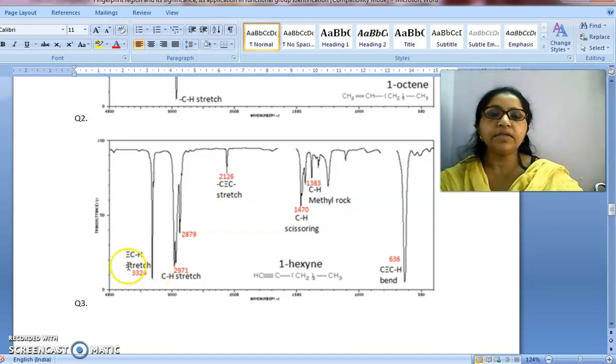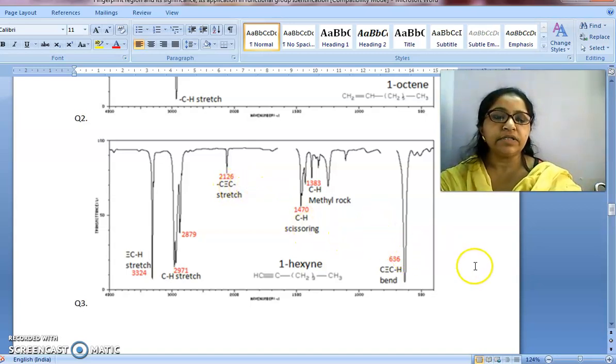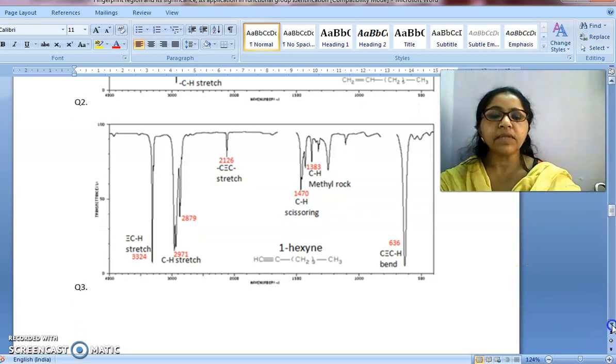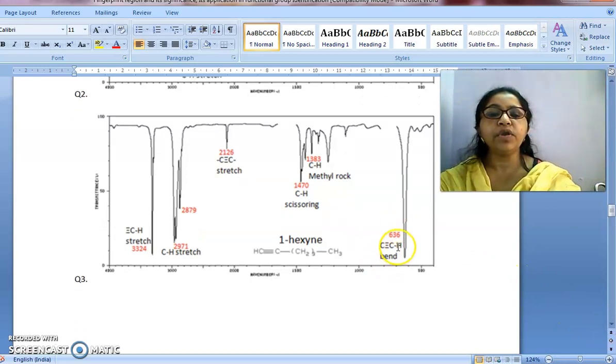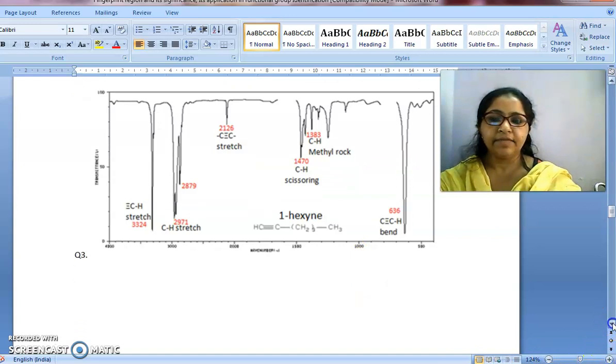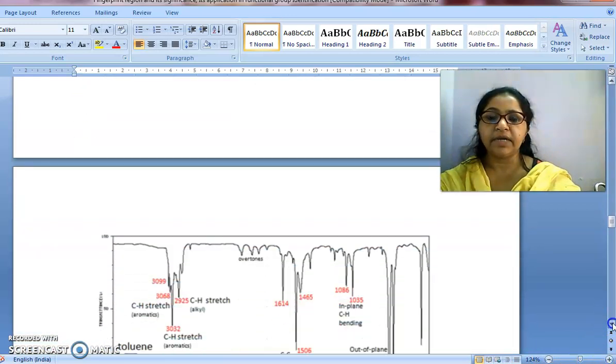If you have only this one, we can say it is an alkyne, and the alkyne is at the terminal position, because you have C-H stretching here. If the alkyne is in between the chain, you will not have C-H stretching. You will have C triple bond C, and with that you will have C single bond C, which is not visible. What you have more is the C triple bond H bending also. So it confirms that the alkyne is a terminal alkyne. Very interesting if you read it properly.